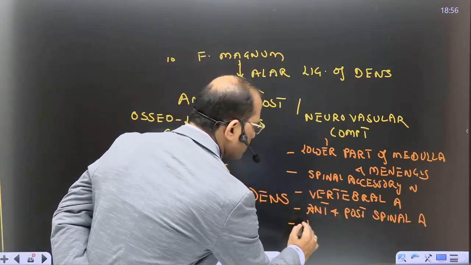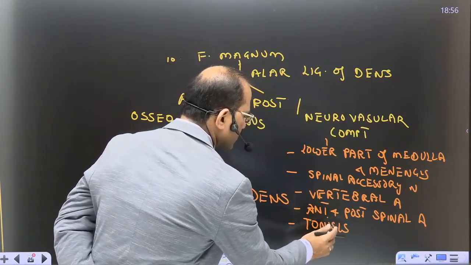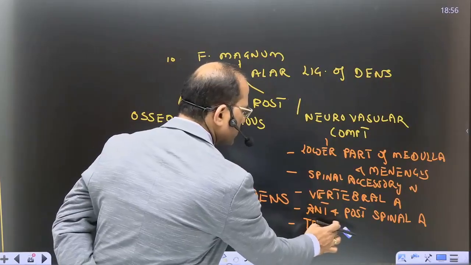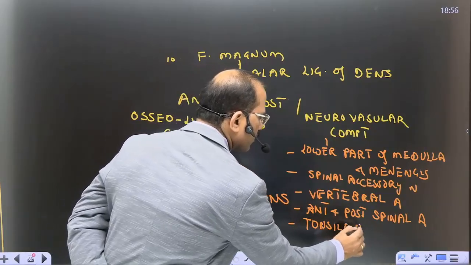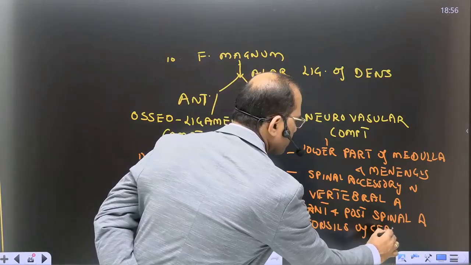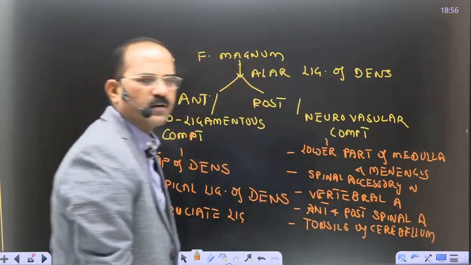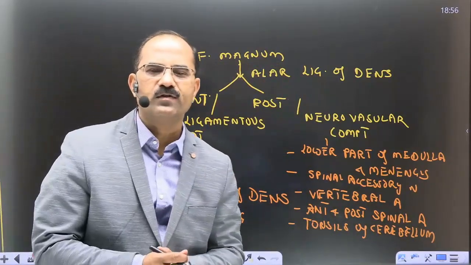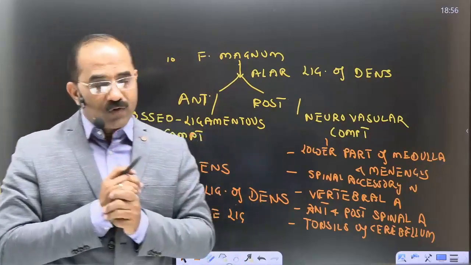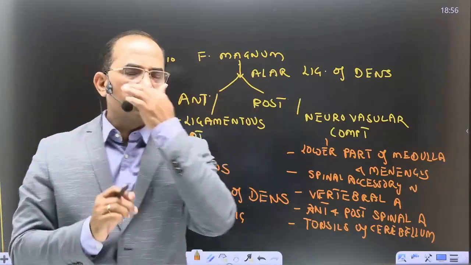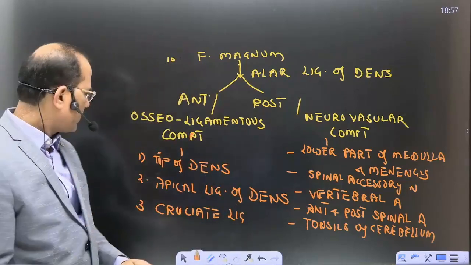The last thing is a part of the cerebellum known as the tonsils. The tonsils of the cerebellum are a part of the cerebellum which projects down. So be very clear about this, students. I've told you in detail about the foramen magnum and the structures passing through it. Is this clear? And just one last foramen is left for us.